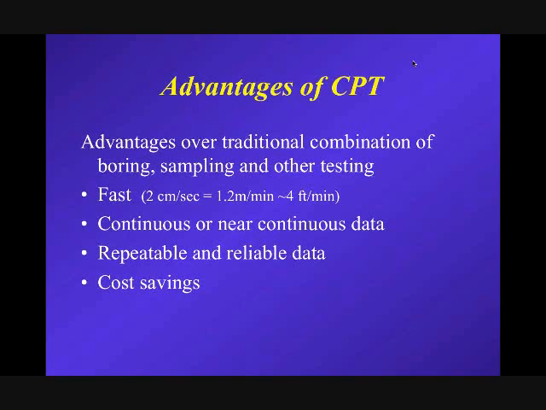So what are the advantages of the CPT over traditional drilling and sampling? Well, it's relatively fast. It's pushed in at 2 centimeters a second, which is a little over a meter per minute, or 4 feet per minute. It's essentially continuous, although nowadays when it's digital data, it's near continuous. It's often digitized every few centimeters, so it's not strictly continuous, but it's close to being continuous.